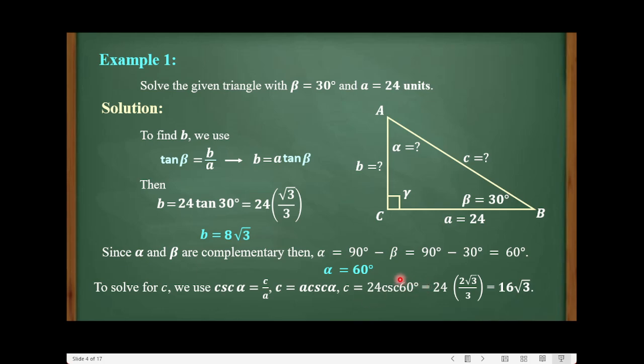We know that cosecant 60 degrees has a special value, and that is 2 square root of 3 over 3, then multiplied by the length of side small letter a, 24. Then simplify the result, it will give us now 16 square root of 3, which is the length of this hypotenuse denoted by small letter c. Okay?